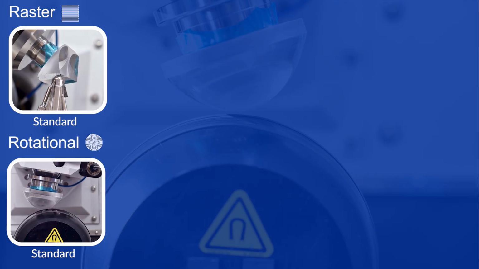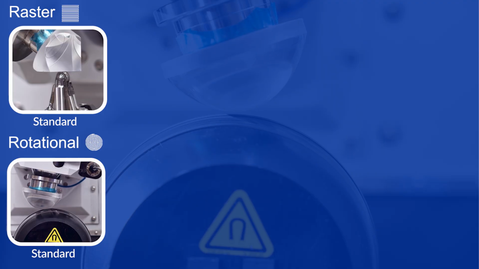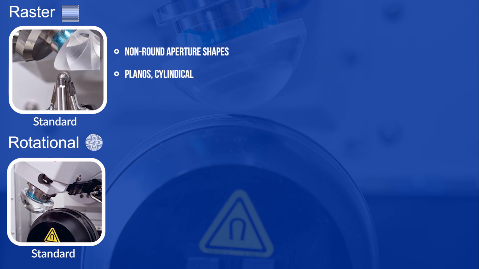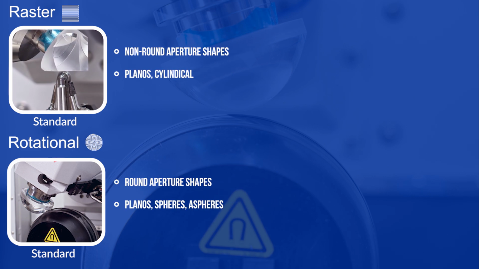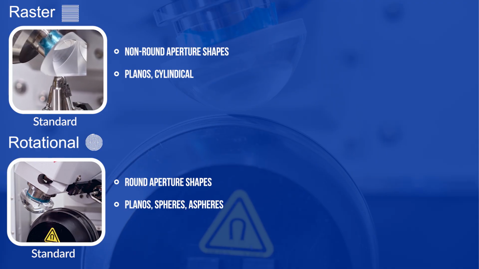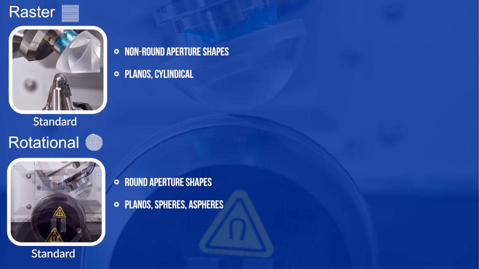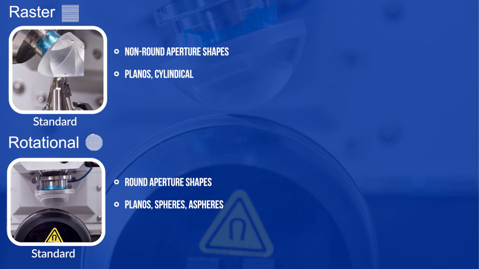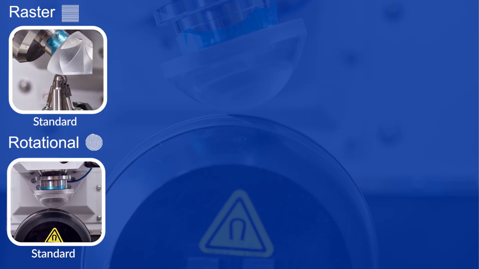First, let's start with the standard modes. Raster mode is ideal for non-round aperture shapes like planos and cylinders. Rotational mode is best for round aperture shapes like plano, sphere, and A-spheres. These modes form the foundation of QFlex polishing and are perfect for common optical geometries.